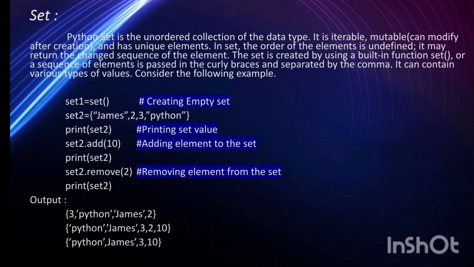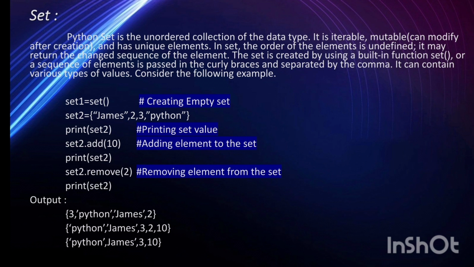Okay, coming to the set type. Python set is an unordered collection of data. It is iterable, mutable, that is, it can be modified after creation, and has unique elements. In a set, the order of elements is undefined. It may return a changed sequence of the elements. The set is created by using the built-in function set, or a sequence of elements is passed in curly braces and separated by commas. It can contain various types of values.